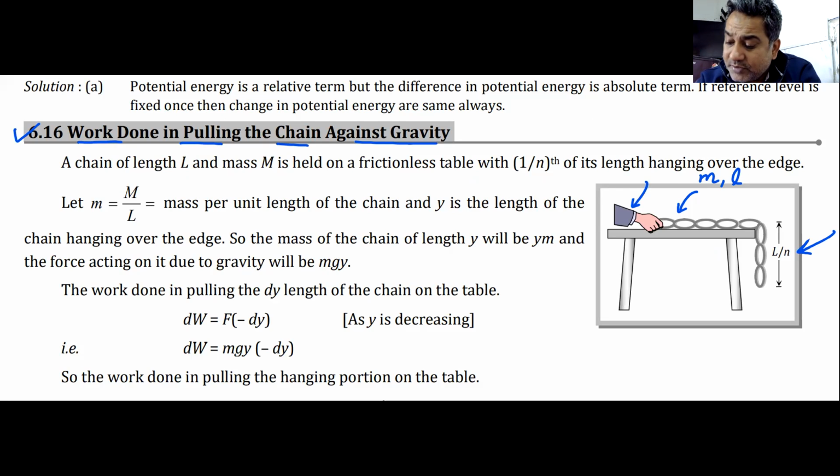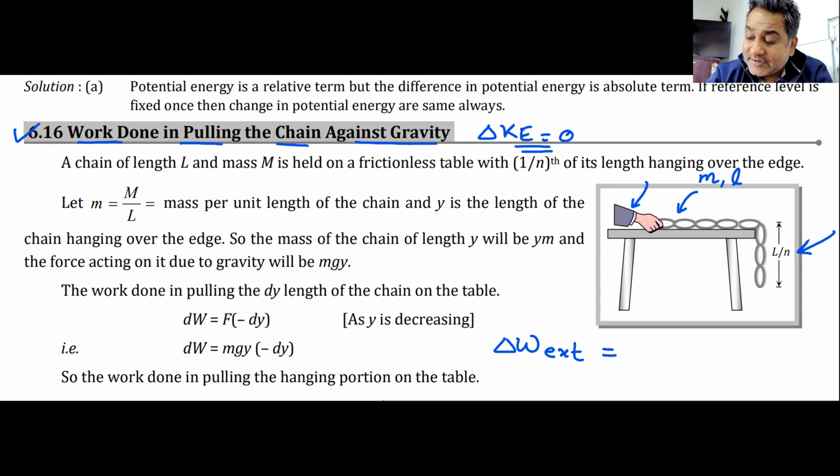Remember what we have assumed here: the change in kinetic energy of the chain will be zero. So we are going to lift the chain very slowly. If I make the change in kinetic energy zero, then what we have to find out is the work done by the external force. Where is the external force? This hand that you see is the external force that is going to lift this chain.